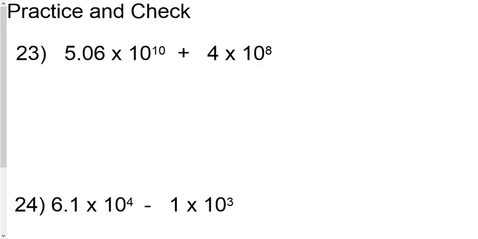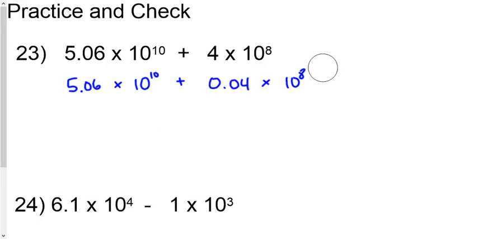Okay, here's number 23. You'll see here that because I had to increase this by 2 powers, put that up to 10 to the 10th there. Had to increase this by 2. I'll slide my decimal over 2 spots to that front number. Now I'm free to add. It's the same as 5.1 times 10 to the 10th power.